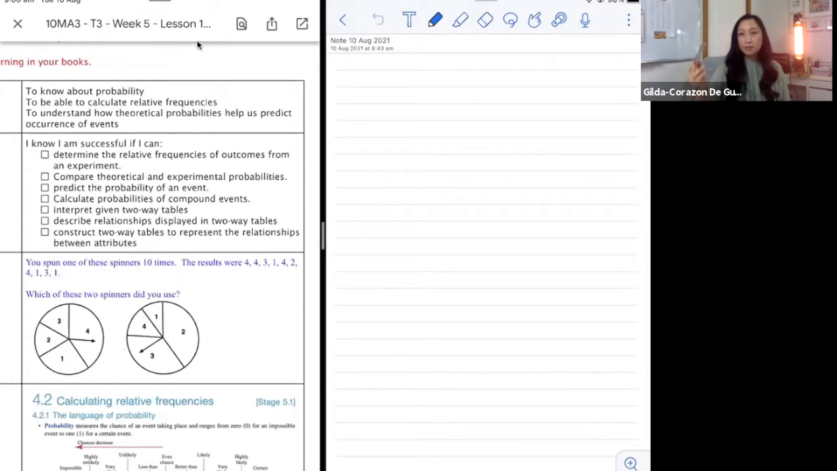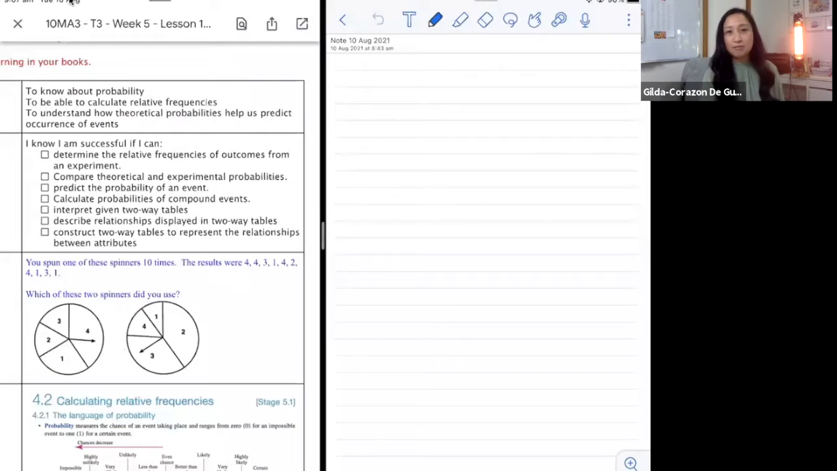If I get a club on the first draw, and I don't put it back into the deck, then my probability of getting the next one to be a club would change. It would be lower, right? Because I would now have just 12 out of 52 instead of the original 13 out of 52. Those are the things that we talked about last year about multi-stage events, if they are dependent or independent, okay? Now, moving on to our warm-up task here.